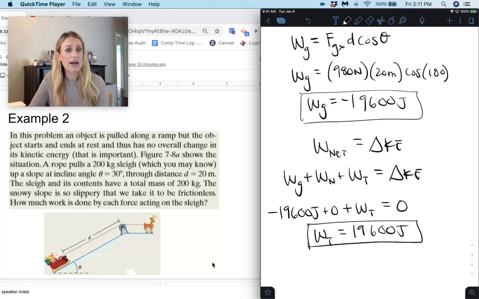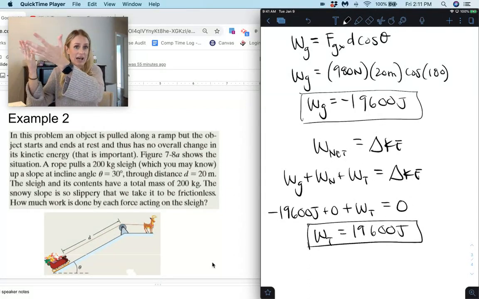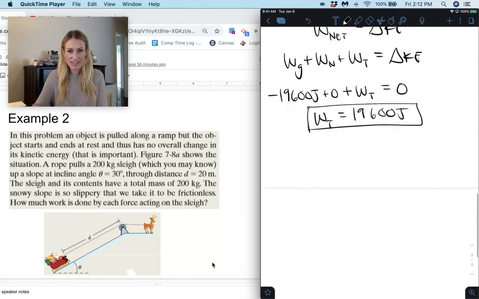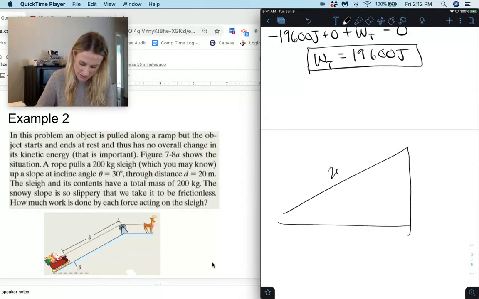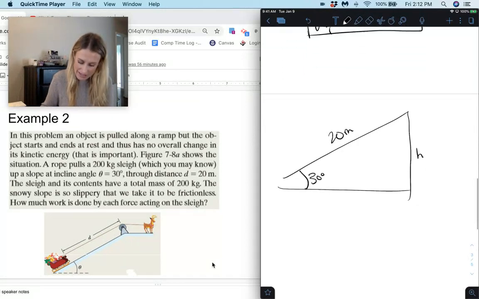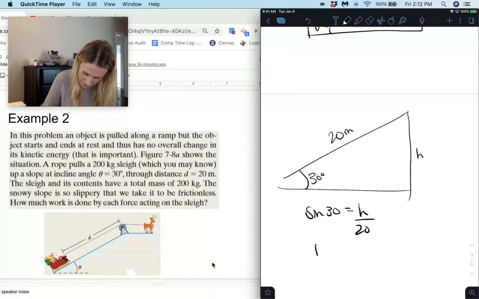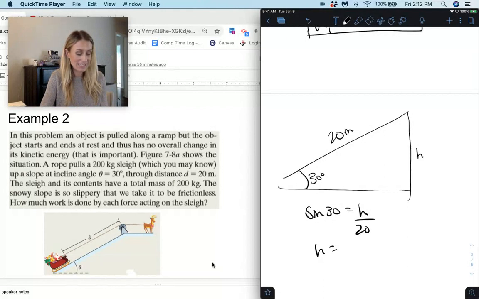Now, of course, we know that work is going to change the total energy. In this case, we're not changing kinetic energy, but we are changing potential energy because the work done by those 2 forces is lifting that sleigh up there. So we can find how much our potential energy increases by using this triangle right here. We know this is 20 meters. This angle is 30 degrees. So if we find our height, we know that the sine of 30 will be equal to h over 20. So the height is equal to 20 times the sine of 30, which of course is 10.